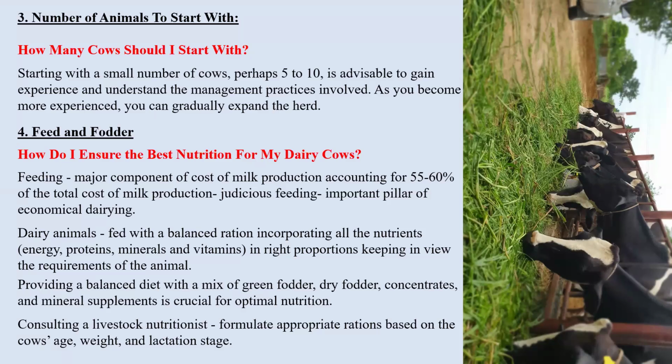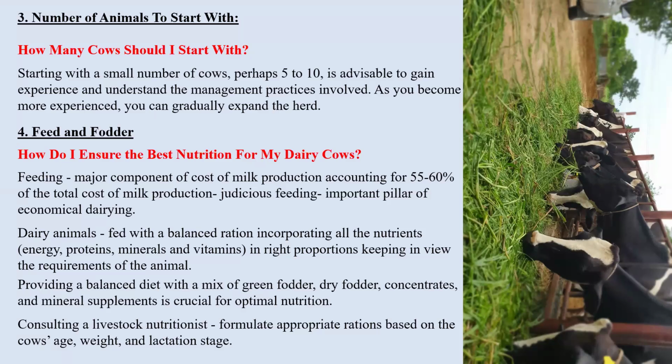Next comes feed and fodder. The question arises, how do I ensure the best nutrition for my dairy cows? Feeding plays an important role and is a major component in the production of milk, accounting for 55 to 60% of the total cost of milk production. Proper feeding of the animals leads to an increase in milk production, and that makes dairying economic.